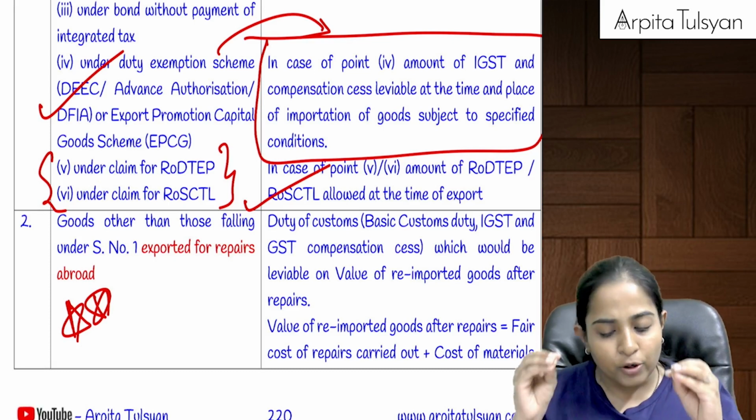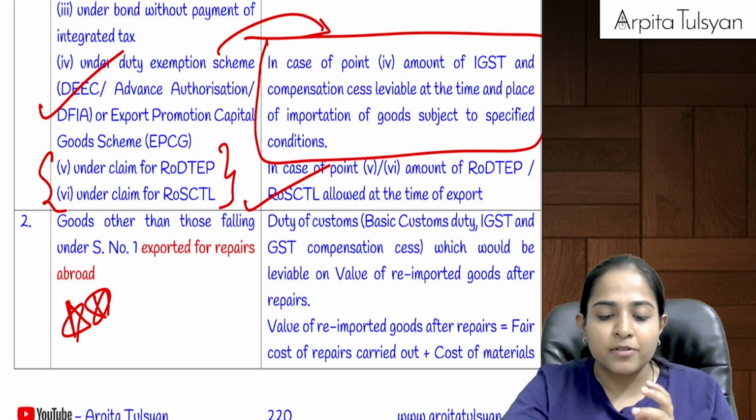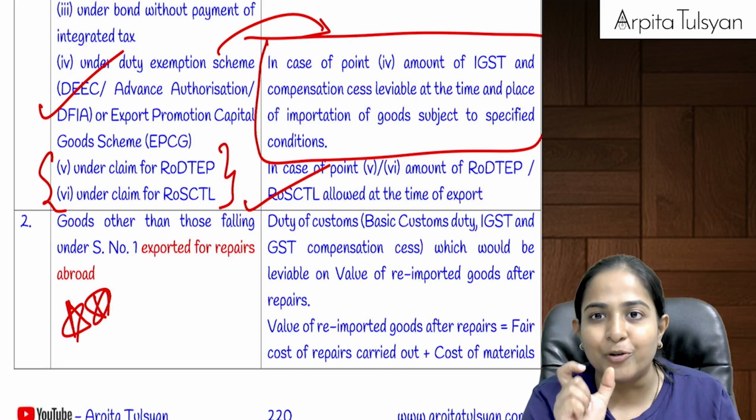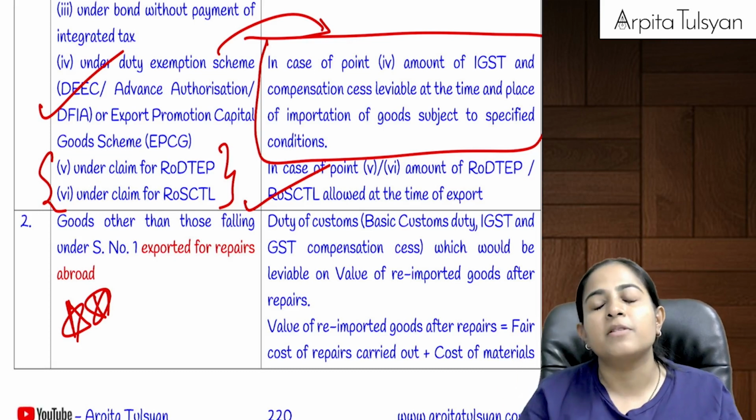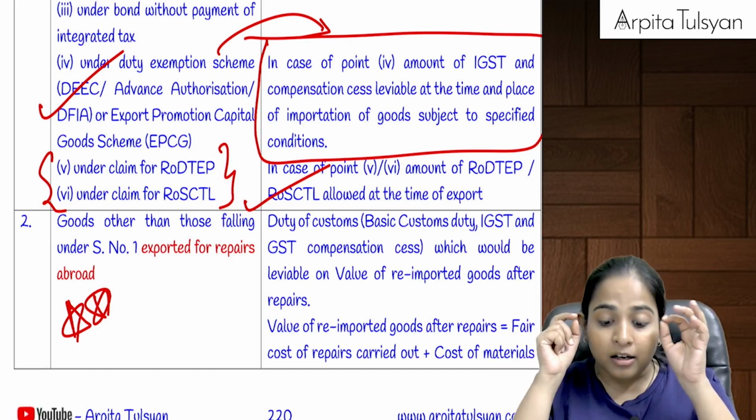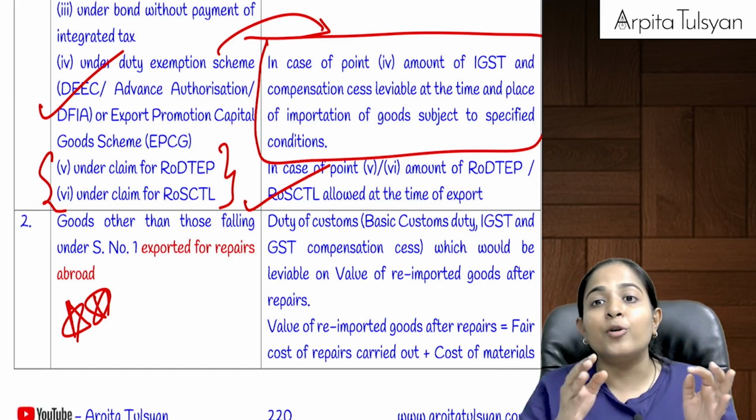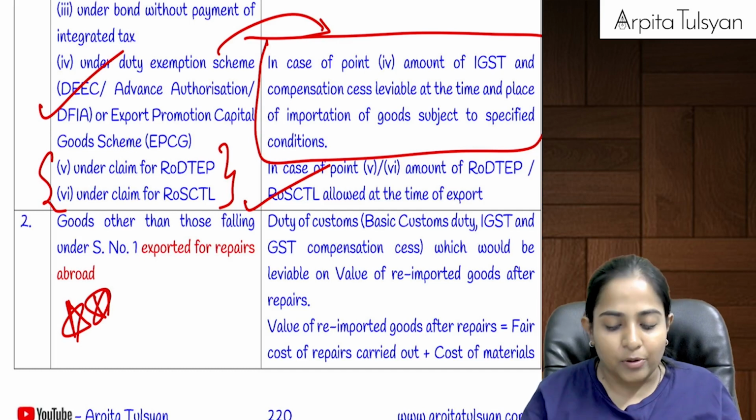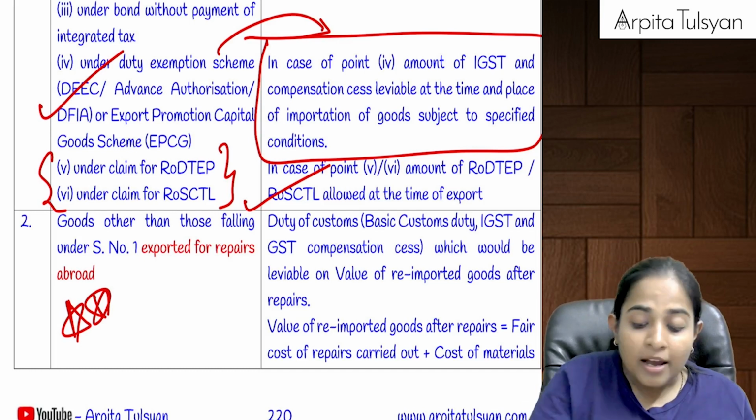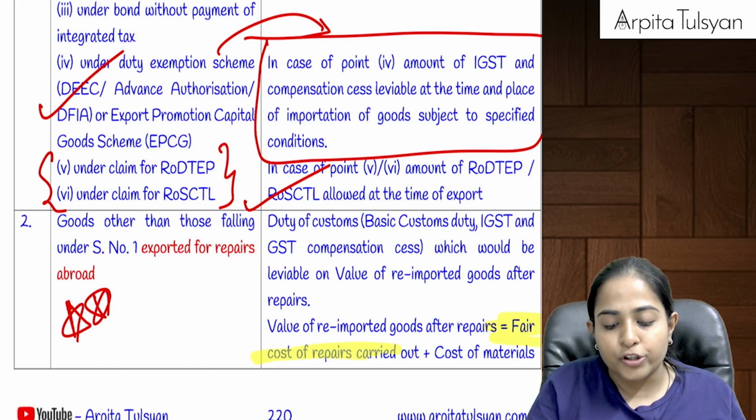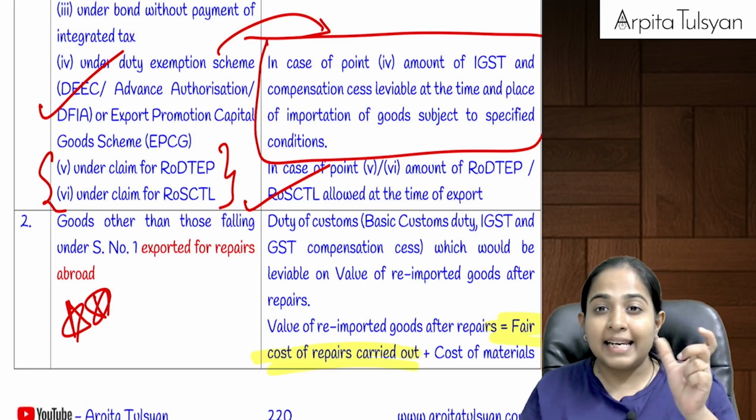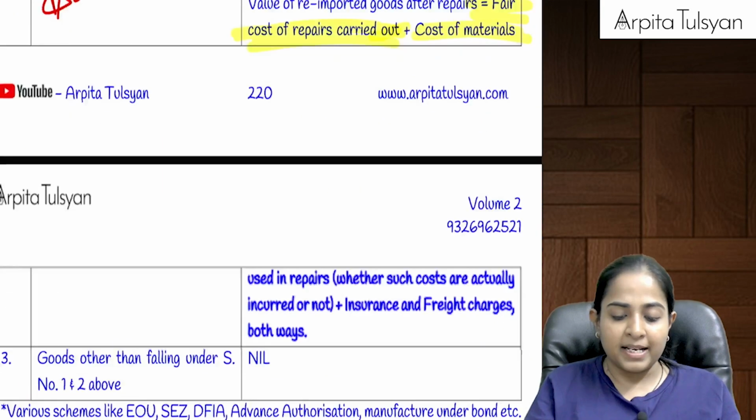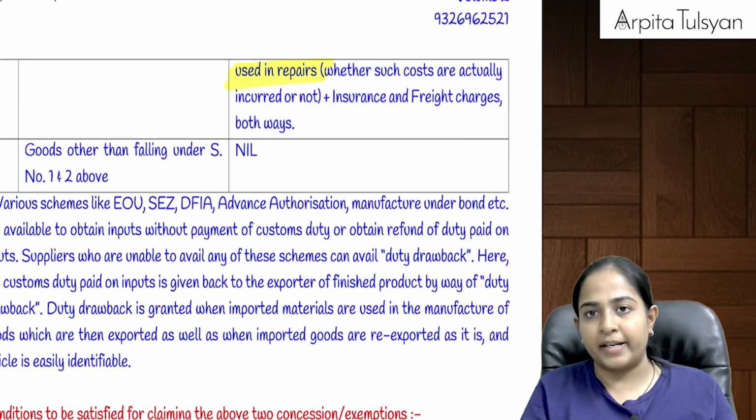this will be duty of customs. Duty of customs will be applicable, but on what value? That is very important. Duty of customs will be applicable on the value of re-imported goods after repairs. There is a particular way in which we are going to calculate this value. This value is equal to the fair cost of repairs carried out, meaning the labor cost involved in doing that repair, plus the cost of material used in repairs.